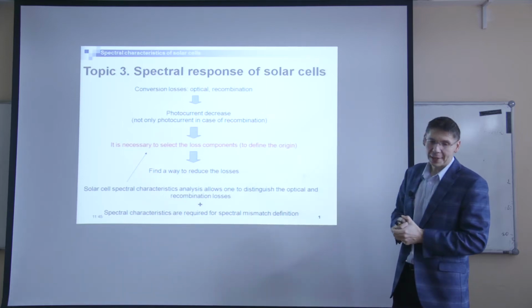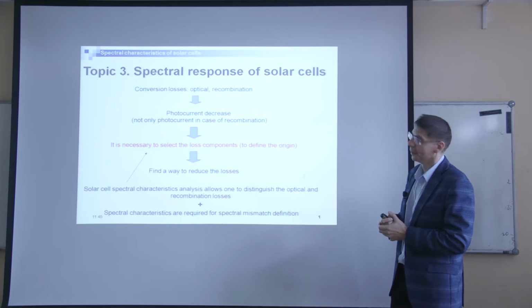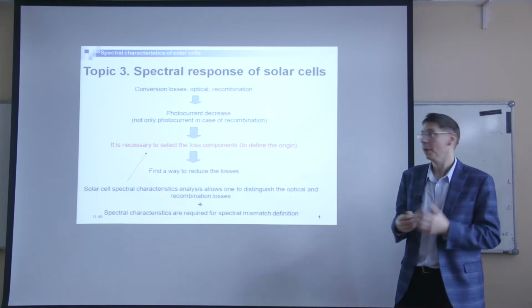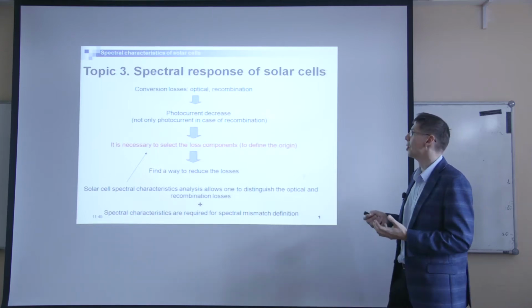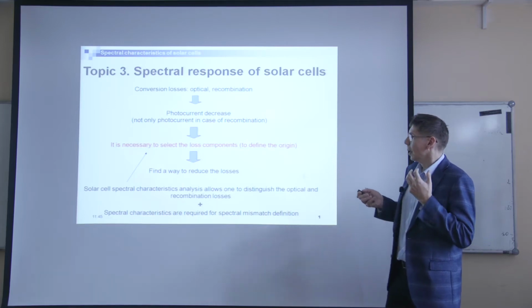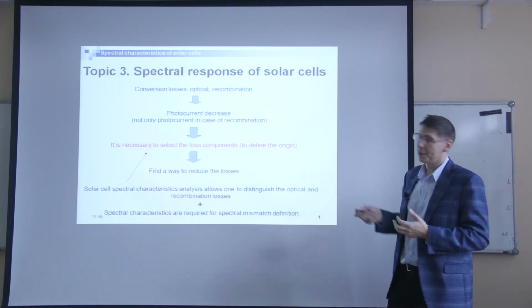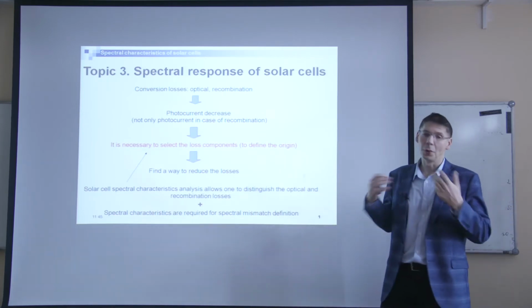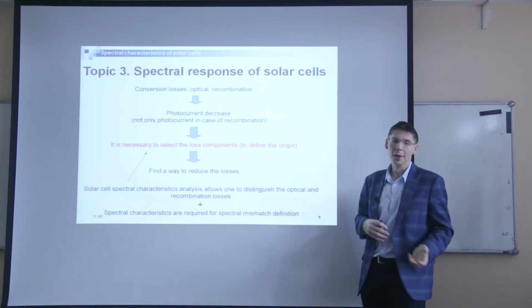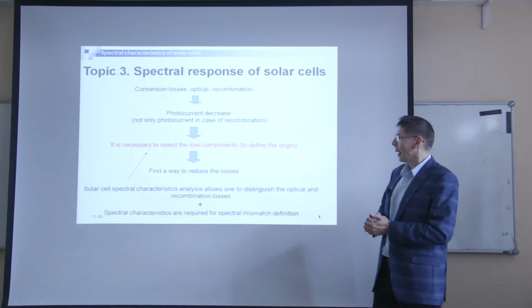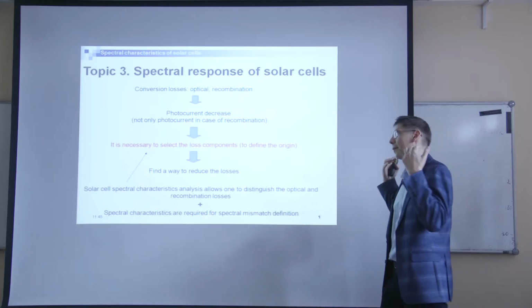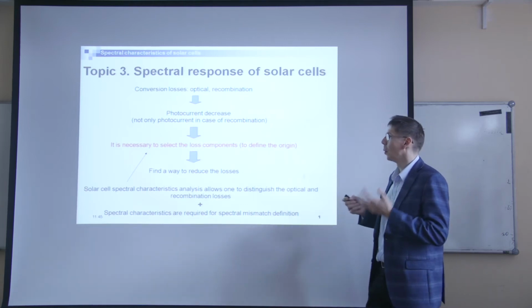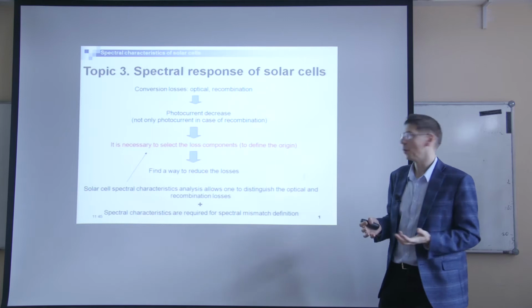Another case is the analysis of the quantum efficiency spectrum. It could give more information. If you want to select the loss components, I mean to distinguish between different types of loss and define the origin, whether it's interface recombination or bulk recombination, then once we have this idea, we can find a way to reduce the losses. So for this we need spectral response measurement.